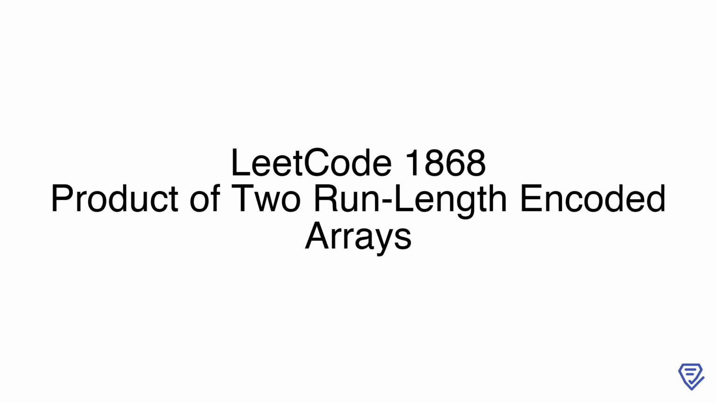Welcome! In this session, we will explore an interesting coding problem titled Number 1868 Product of Two Run-Length Encoded Arrays. We'll break down the problem, discuss potential approaches, and analyze the solution step by step. Let's dive in and start solving.